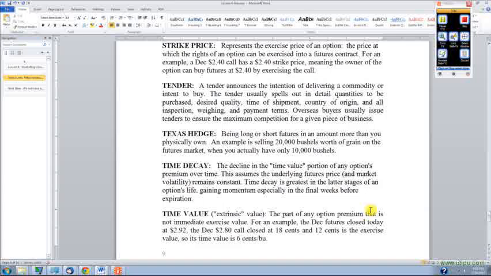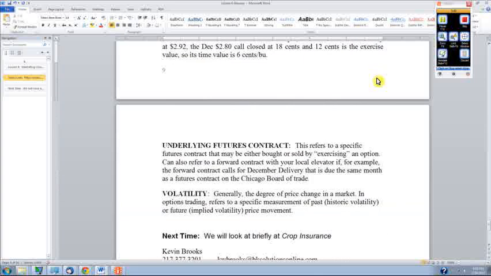And time value is the amount of an option premium that's not immediate exercise value. The example here: a December futures closed today at $2.92. The $2.80 call closed at 18 cents, and 12 cents is the exercise value. So the time value is 6 cents per bushel, basically.